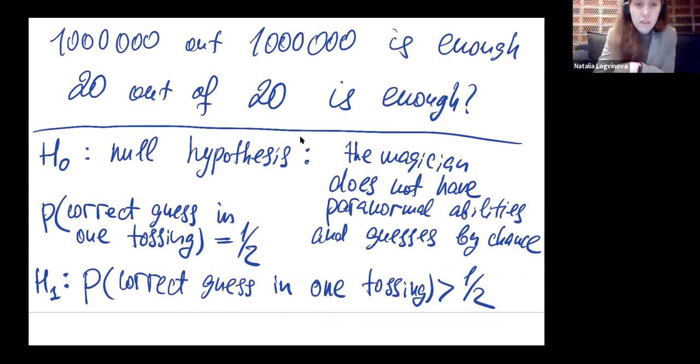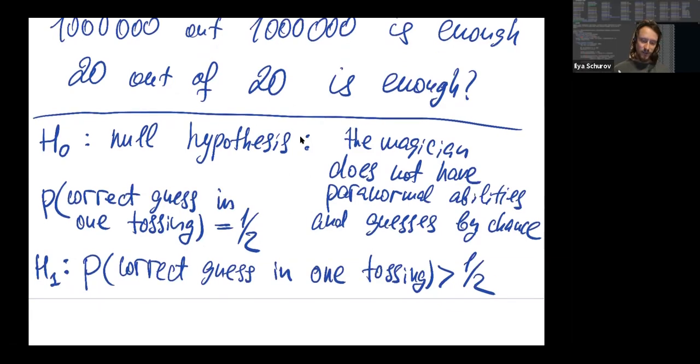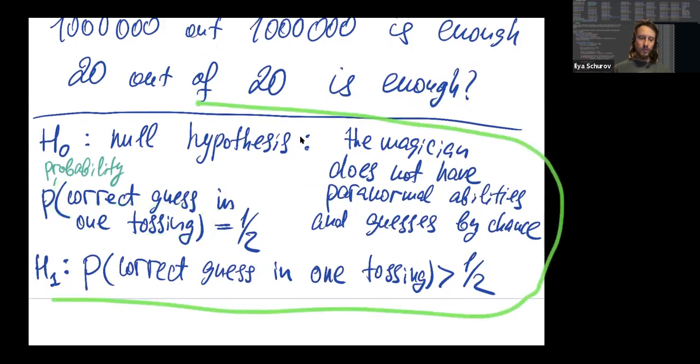Sorry, maybe I missed it, but what's P? This is probability. I have to write it. This is just a shorthand for probability. So this is the probability of the following event that is written in these brackets. So this is actually our problem statement.